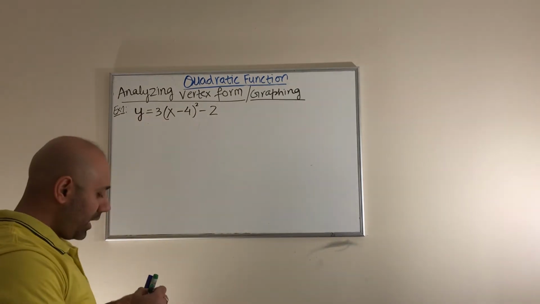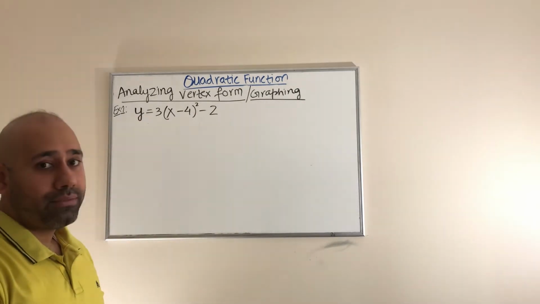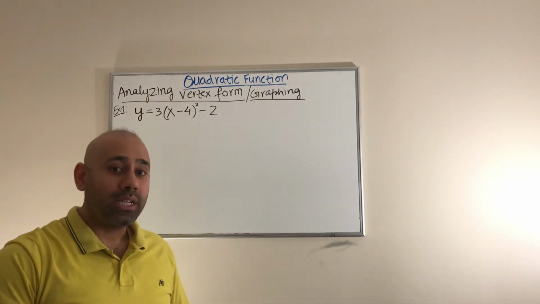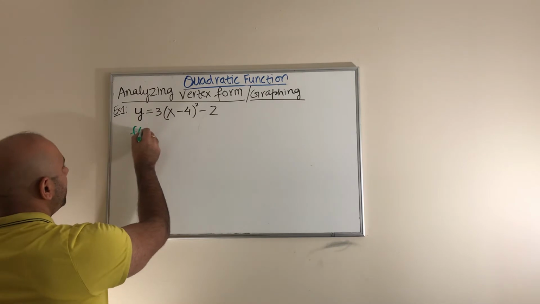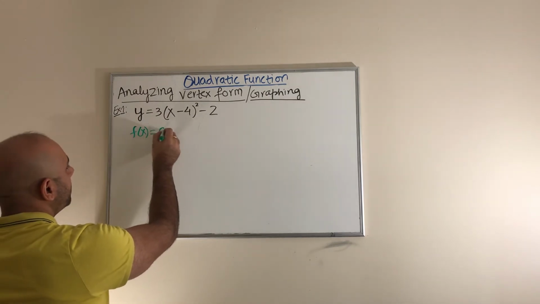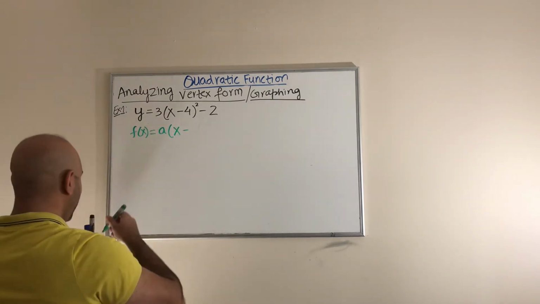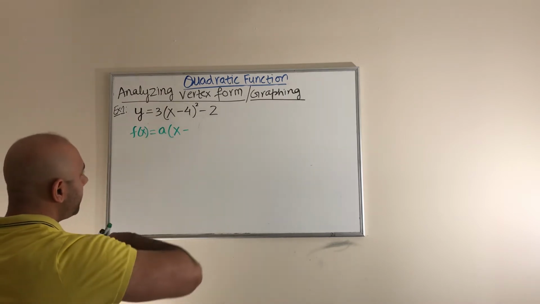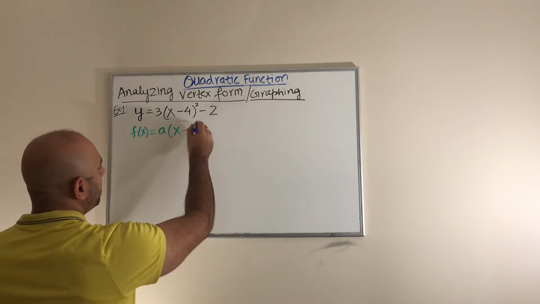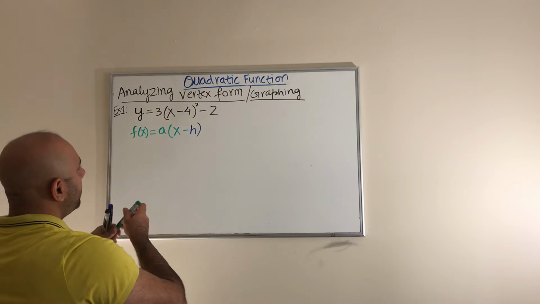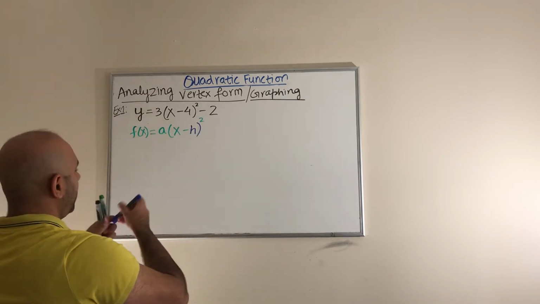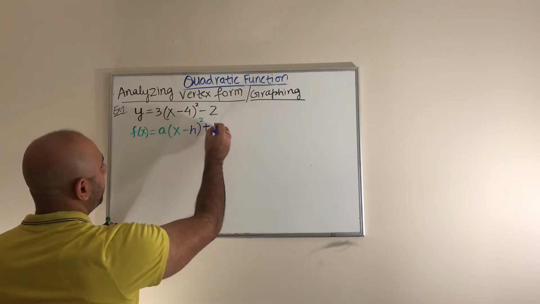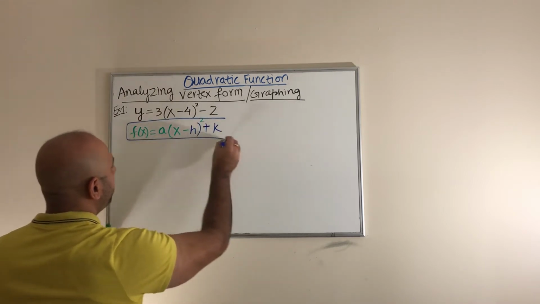The first thing that I would like you to recall is how the vertex form looks. Let us remind ourselves, it looks like f of x equals a times (x minus h) whole squared, and then there is a plus k. This is my vertex form.